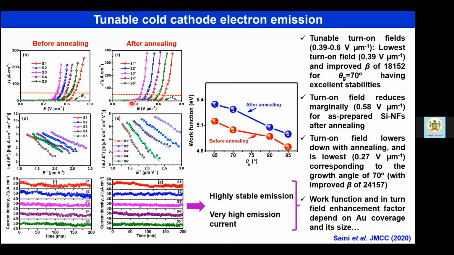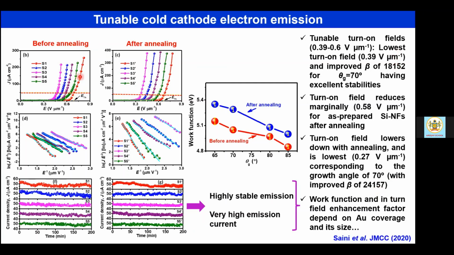That's the turn on field. You can see very clearly for the 70 degree, it is very less, 0.39 volt per micron. And everything has been detailed. The enhancement factor for this case was 24,157.